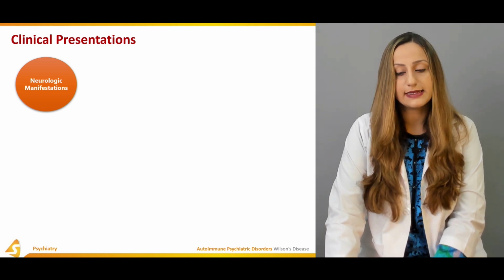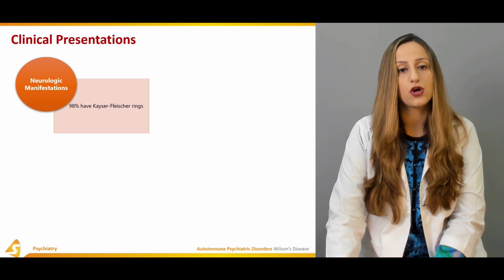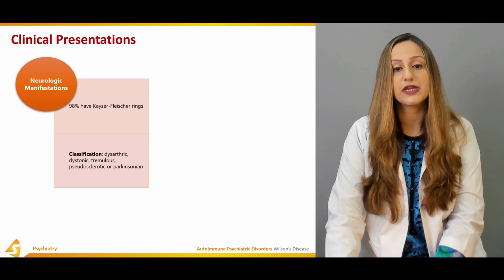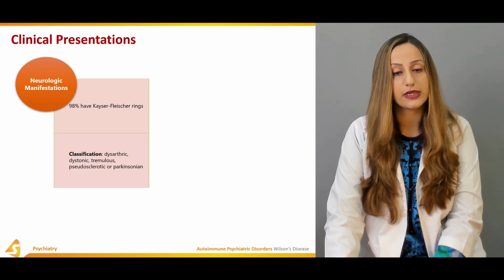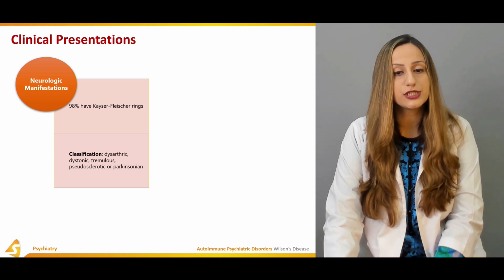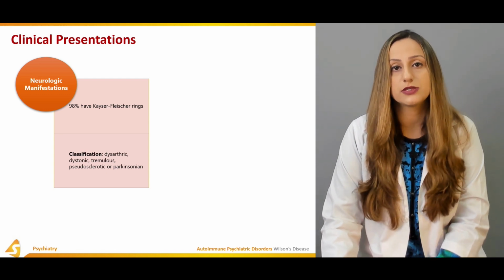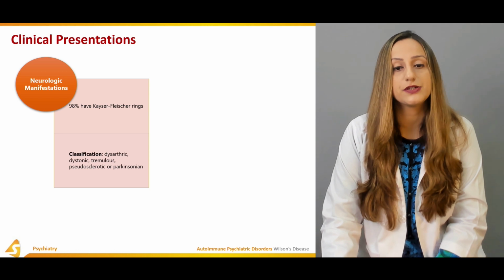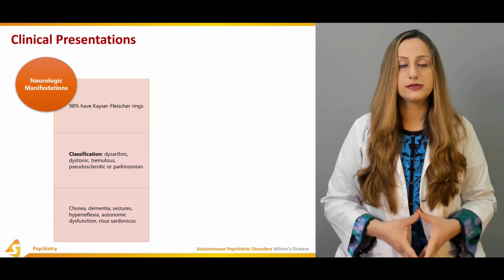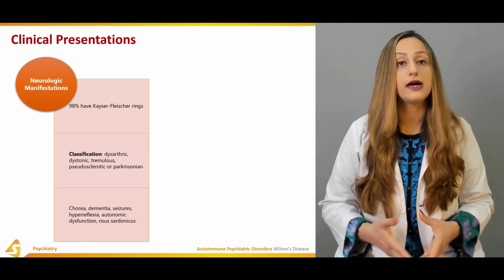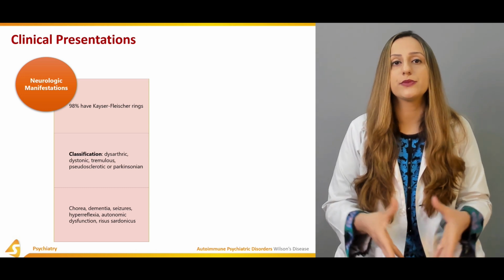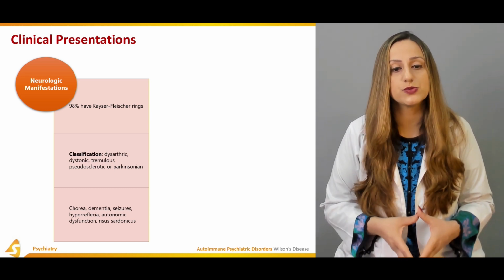When we look at the clinical presentation, in the neurological manifestations 98% have Kayser-Fleischer rings. Dysarthria and dystonia are observed in these individuals. They have tremors, pseudosclerotic or Parkinsonian-like tremors, observed in these individuals after the diagnosis. We can also see chorea, which was also seen in Huntington's disease or Huntington's chorea, and that was due to the extrapyramidal side effects that are seen in these individuals.